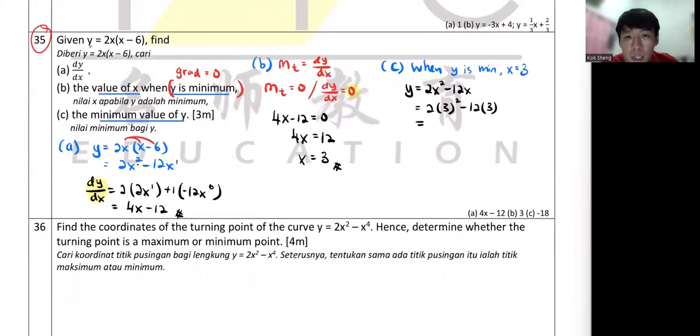Okay, open the bracket. 2 times 3 squared, you will get 18. 12 times 3, you got 36. So 18 minus 36, you got negative 18.